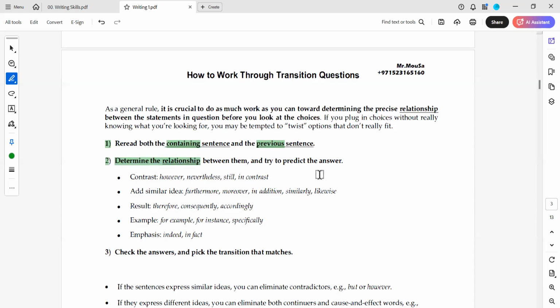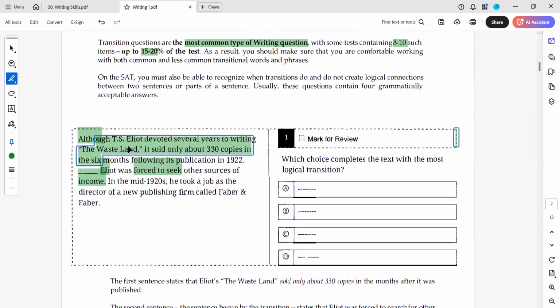Depending on that relationship, we'd be able to choose the fittest transition. So we just need to determine whether here we have contrast, we have similar ideas, we have cause and effect, giving an example, emphasizing the idea. Then we're going to check the answers to choose the fittest transition to that relationship. So again, it's all about reading two sentences to determine the relationship between them.